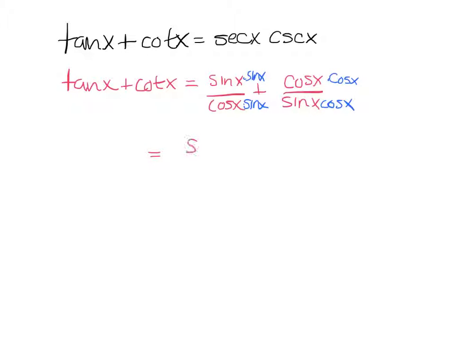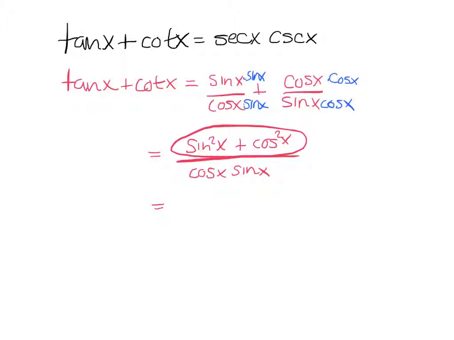So now I have sine squared x plus cosine squared x all over cosine x times sine x. Now I hope you guys all see our identity here. Sine squared plus cosine squared is 1. And then if we look at what we're trying to get, secant and cosecant. Well, secant is 1 over cosine and cosecant is 1 over sine. So that's what we got.